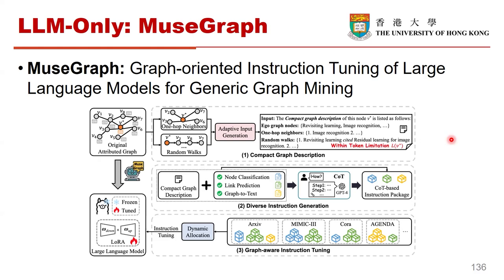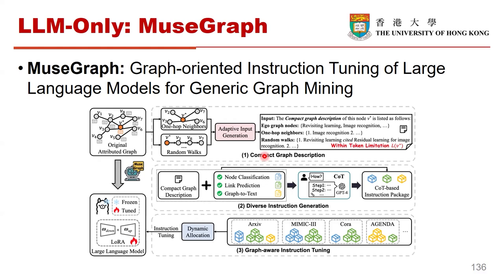Within a graph, how can we select the important and informative graph nodes to assist the LLM in conducting the graph learning task is very important. So they propose the compact graph description to do that. In this part, they introduce adaptive input generation to collect the nodes which are very important for the downstream task. The second part of MuseGraph is diverse instruction generation. They also realize that CoT is very important, so they use the CoT method to instruct GPT-4 or other very powerful LLMs to generate the instructions to later be utilized by the instruction tuning paradigm.